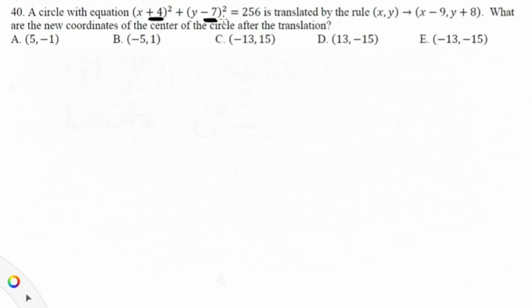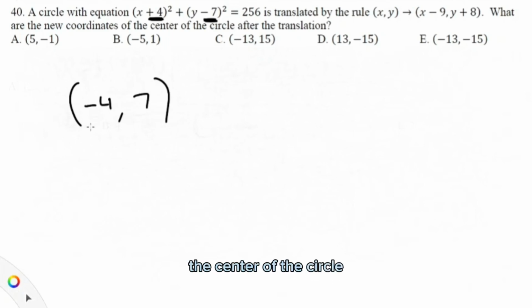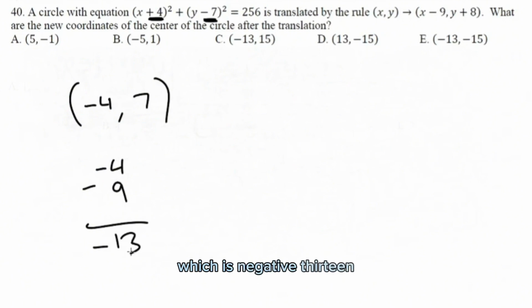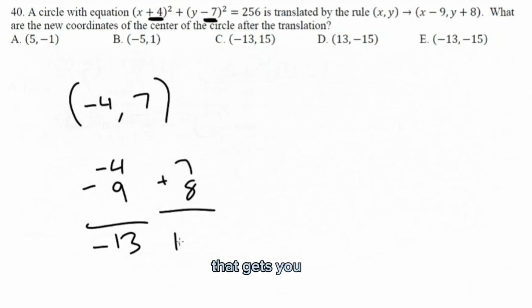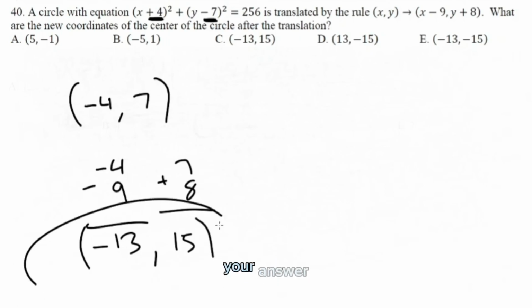So negative of 4 is negative 4, and negative of negative 7 is positive 7. So these are the coordinates of the center of the circle. Now we just need to apply the translation. So we have negative 9 onto x. So we just do negative 4 minus 9, which is negative 13. Then we do the y plus 8, which is 7 plus 8. That gets you 15. So now you're left with negative 13, 15, and that's your answer.